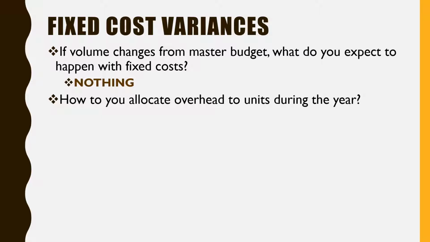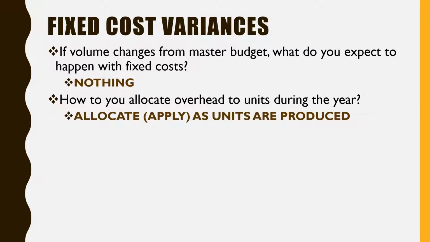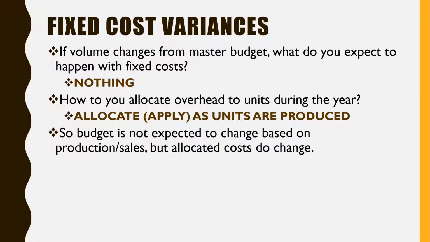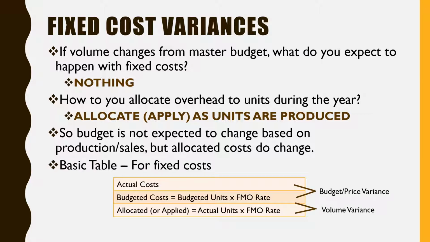However, how do you allocate overhead to units during the year? If you remember, we came up with that rate, and every time we made a unit, we put that rate into the account. And so we allocate or apply as the units are produced. That means at the end of the year, the total number of units produced times your rate is the total amount that's going to be in that account. So the budget's not expected to change based on production or sales, but the allocated costs do change.